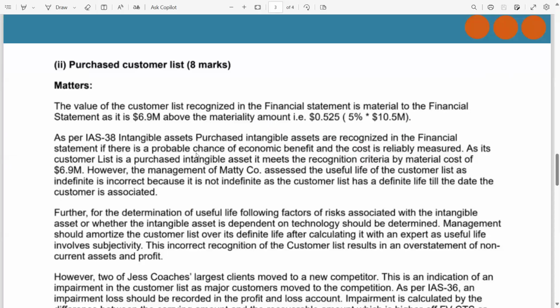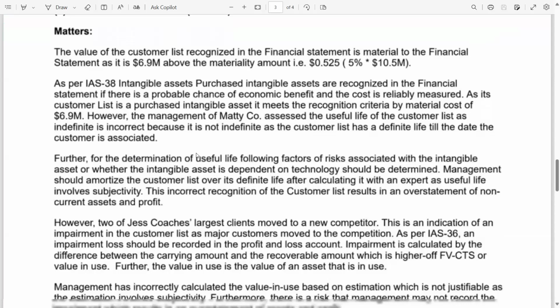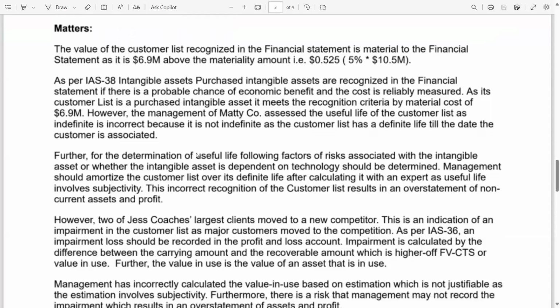Purchased customer list matters. The value of the customer list recognized in the financial statement is material to the financial statement as it is 6.9 million, above the materiality amount calculated based on PBT. As per IAS 38, intangible assets, purchased intangible assets are recognized in the financial statement if there is a probable chance of economic benefit and the cost is reliably measured. Of course, if you are paying so much, meaning a material amount, then there is a probable chance of economic benefit and also the cost is reliably measured.